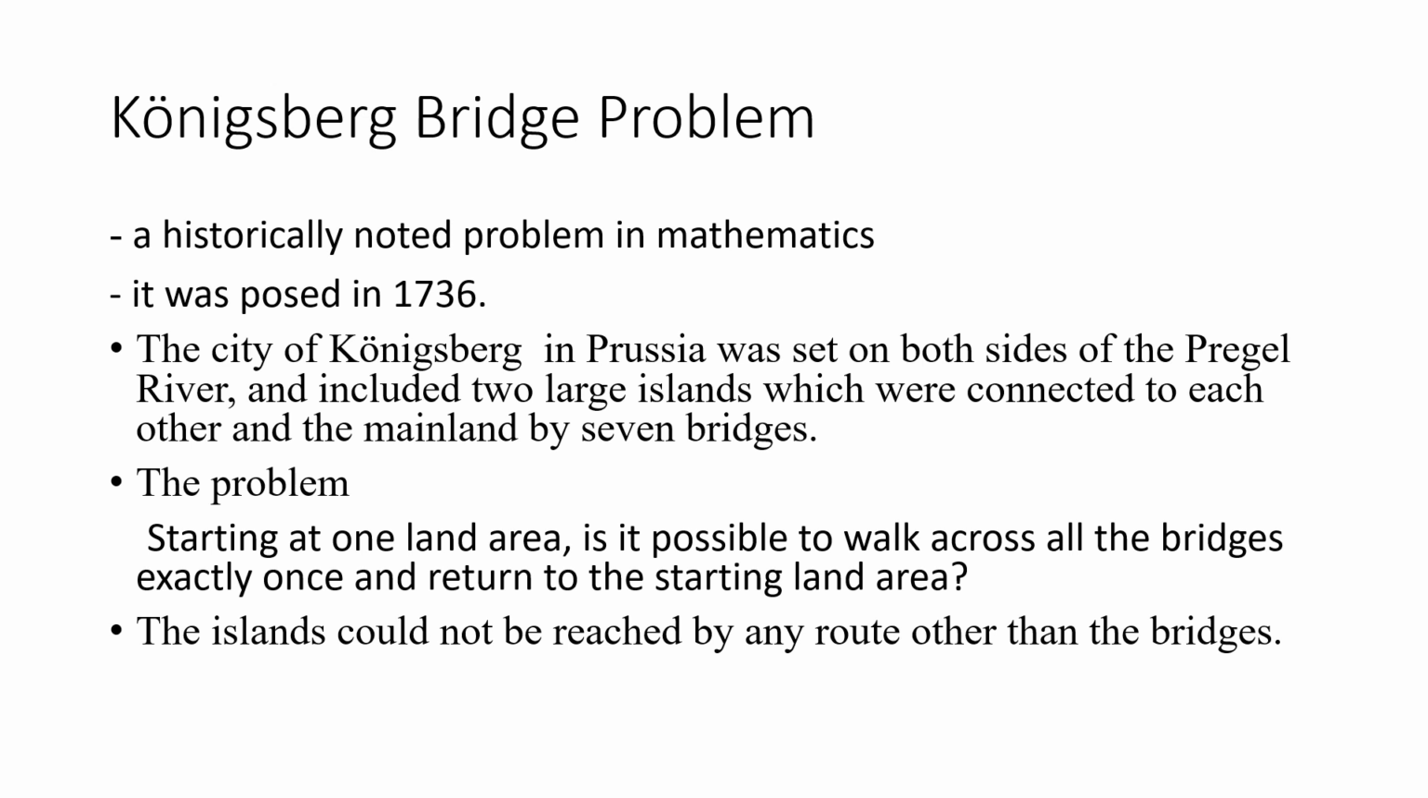This problem was posed in 1736. The city of Königsberg in Prussia was set on both sides of the Pregel River and included two large islands which were connected to each other and the mainland by seven bridges. The problem was stated like this. Starting at one land area, is it possible to walk across all the bridges exactly once and return to the starting land area? The islands could not be reached by any other route than bridges.